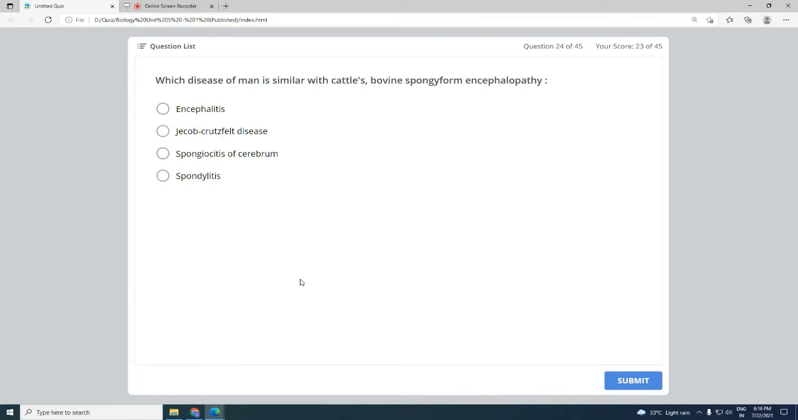Which disease of man is similar to the cattle's bovine spongiform encephalopathy? So you have to find the equivalent disease in man. Is it encephalitis, or Creutzfeldt-Jakob disease, or spongiositis of the cerebrum, or spondylitis? Which is the right one? The right answer is Creutzfeldt-Jakob disease. Option B is the right one. It is a kind of brain disease.